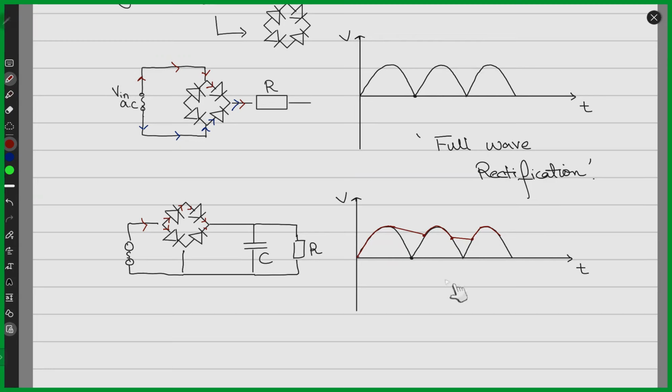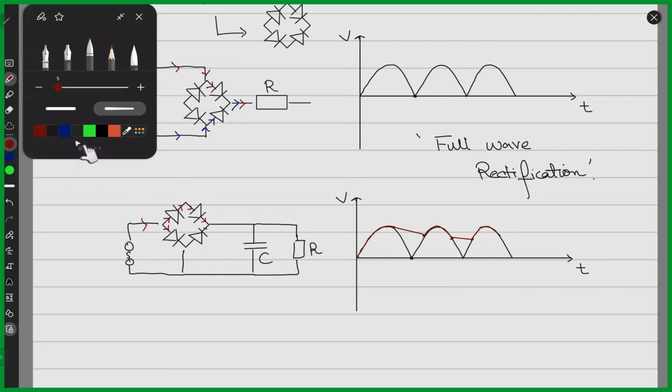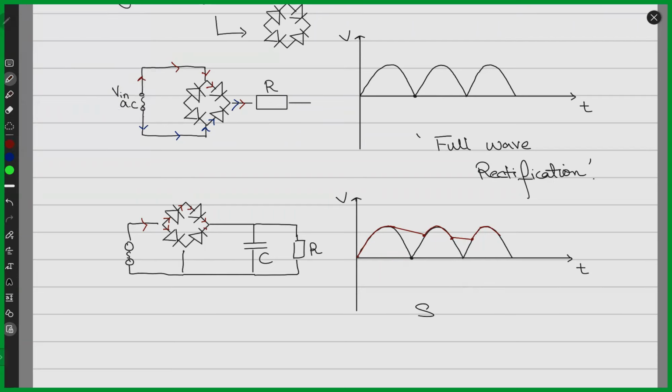This thing is called smoothing, right? Because what we have done in this case is we have smoothed the output produced by using a capacitor, right?